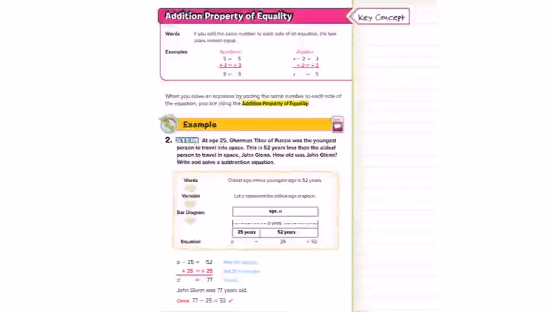Solving subtraction equations by adding the same thing to both sides is called the addition property of equality. When I add the same number to both sides of an equation, it keeps it balanced, so I'm keeping them equal. Let's look at example 2.